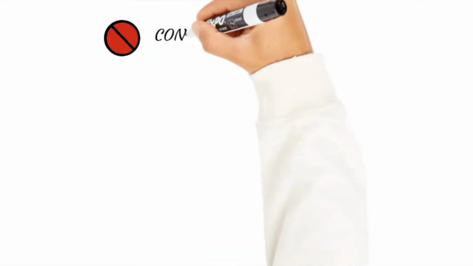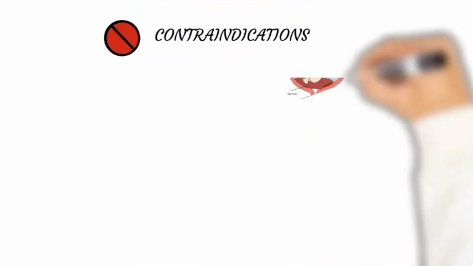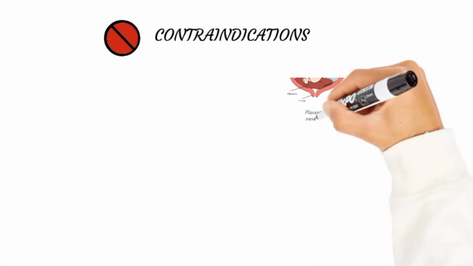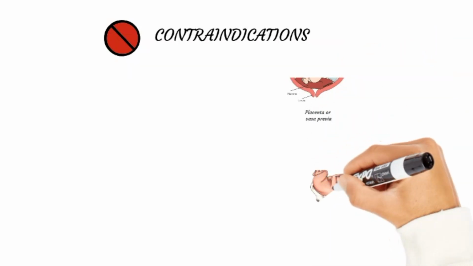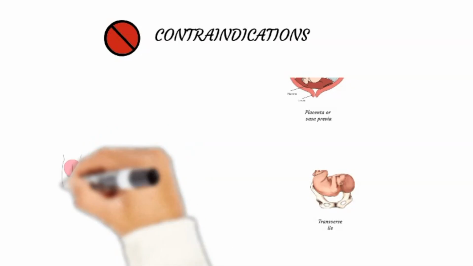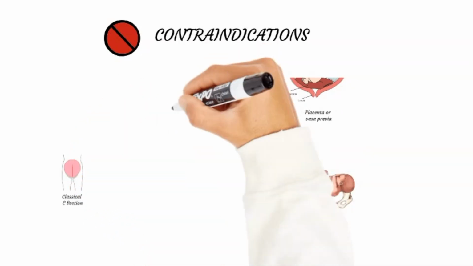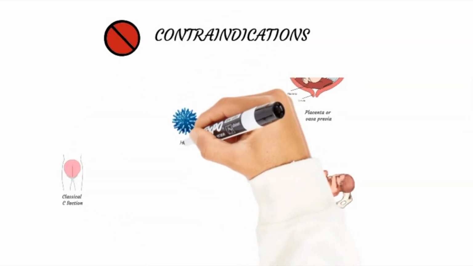On the other hand, there are a few contraindications like placenta previa or vasa previa. I will cover those topics in a separate video. If the baby is in transverse lie, history of classical C-section, and in the presence of active genital herpes.